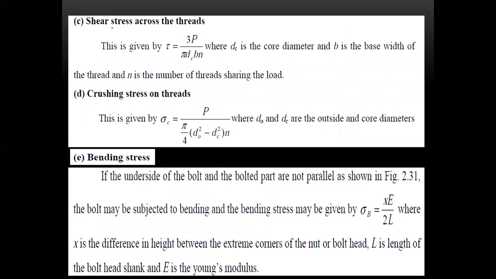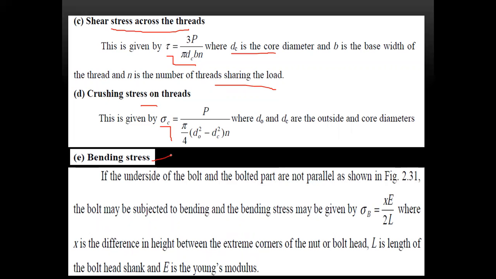Now third point is shear stress across the threads. Tau is equal to 3P by pi dc b n, where dc is the core diameter, b is the base width of the thread, and n is the number of threads sharing the load. Now the fourth one is crushing stress on the threads. This is given by crushing stress sigma c is equal to P by (pi/4)(d outer squared minus dc squared).